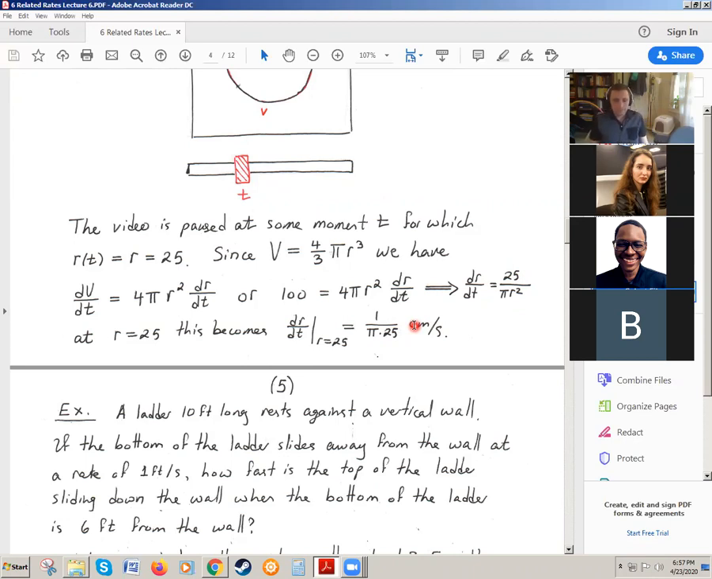Yeah, I was heading there, but I just didn't know exactly what to do at that last part. I was saying since r equals 25, and then I got lost after that. Right, so you have to then interpret, which means that at the moment when the radius happens to be 25, the speed of change is 1 over pi times 25 centimeters per second. Okay? Are you with me, guys?